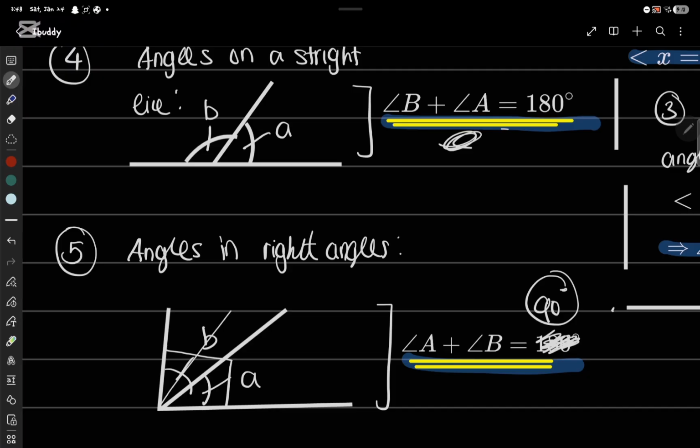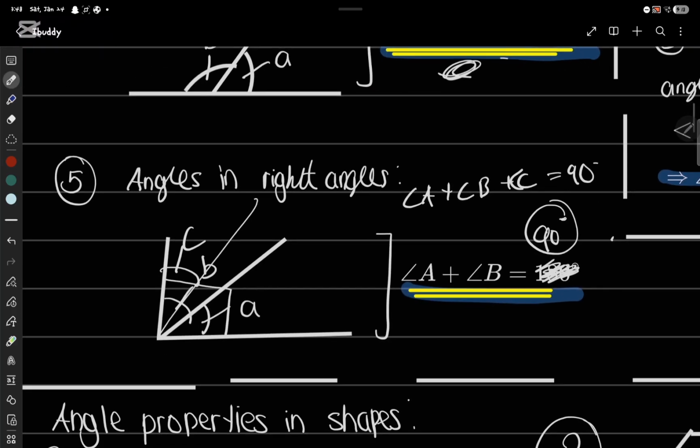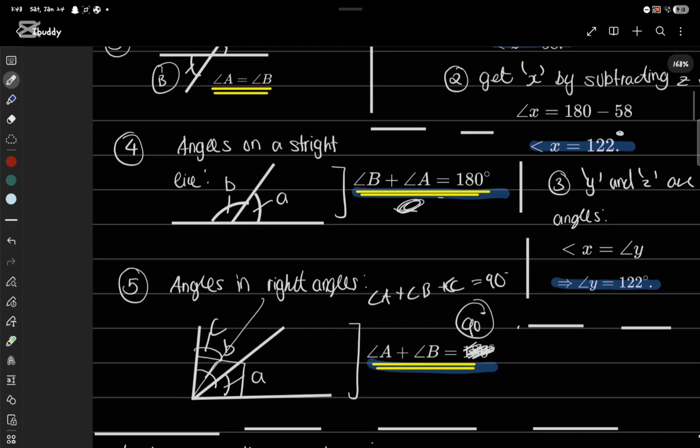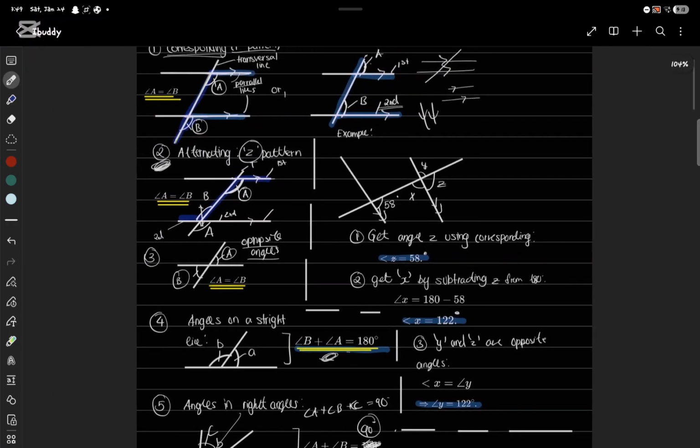Let's say you have another angle, that's called C. So that will become A plus B plus C equals 90. The whole sum of all the angles that are enclosed within that 90 degree angle will add up to 90 degrees. So those are the main angle theorems.